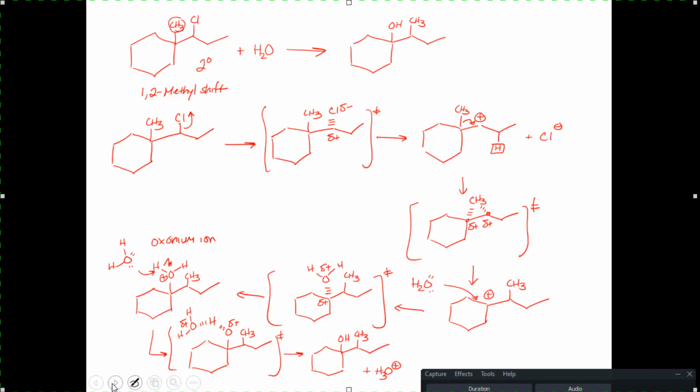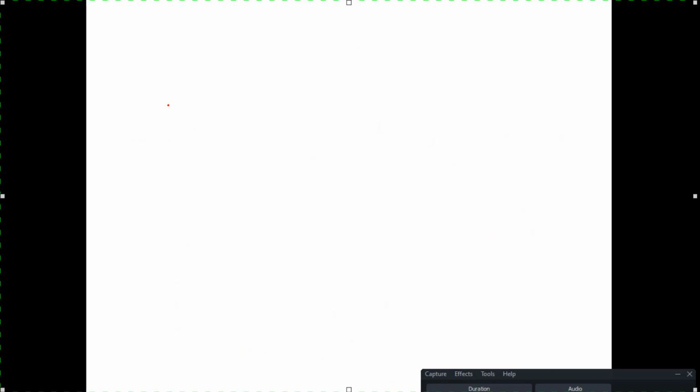But you can also get methyl shifts or hydride shifts from a primary carbon, but in that case the problem is that you can't form the primary carbocation. So how would a primary system shift? And let me show you an example of a system that we used when I was teaching at OU.